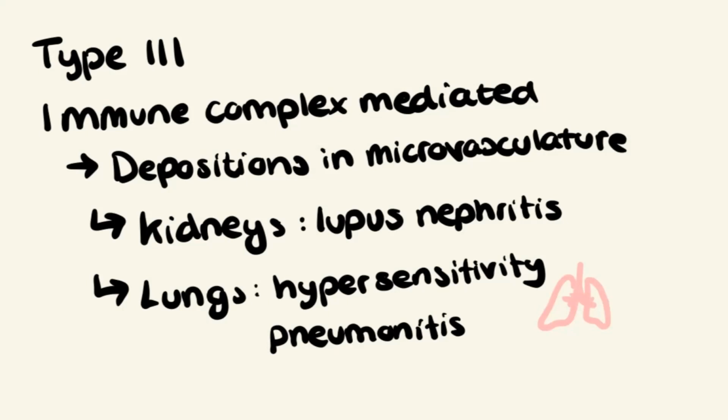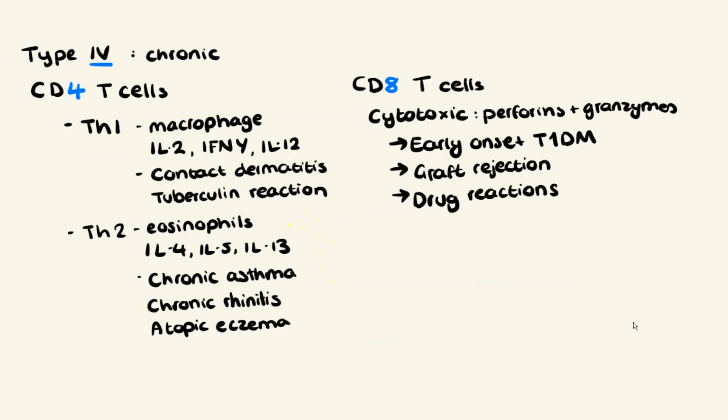Well, you've got microvasculature in your kidneys. If you get deposits there, you get lupus nephritis. Get deposits in your lungs, you get hypersensitivity pneumonitis. So immune complex mediated, 3 words, deposits of stuff. Then you've got your type 4, which is probably the most complicated. But just think type 4 is your CD4 T cells, okay? Type 4 is your most chronic version.